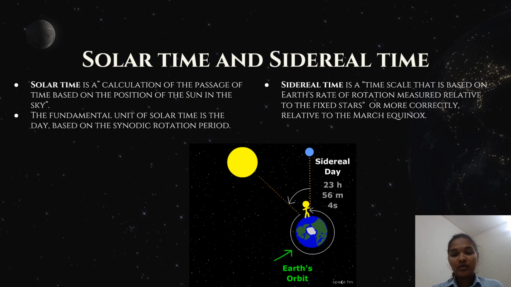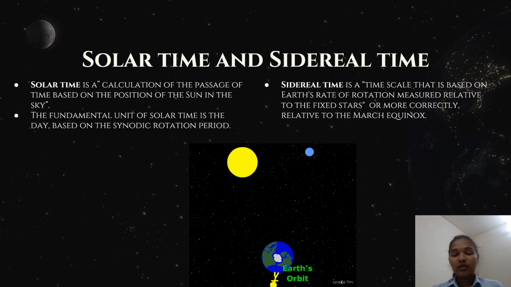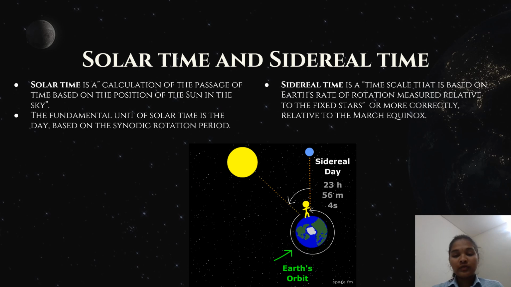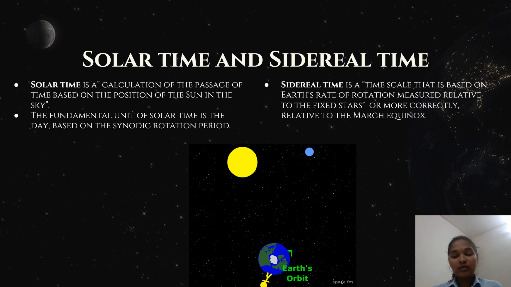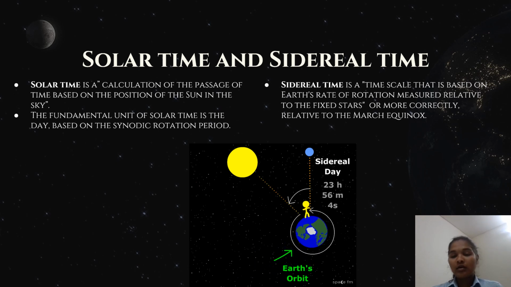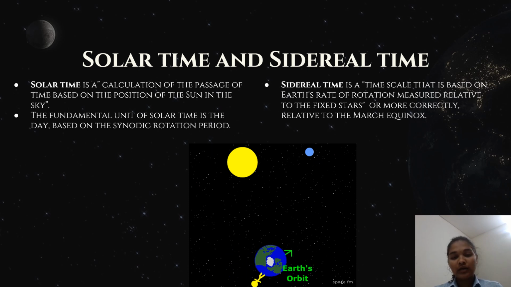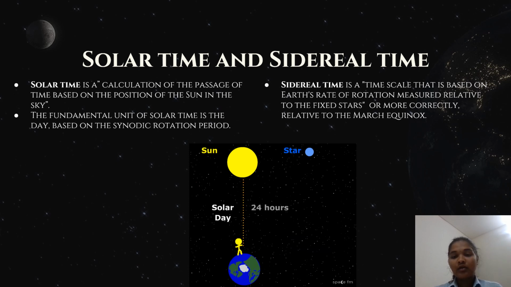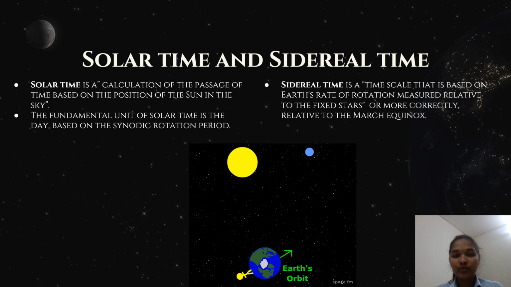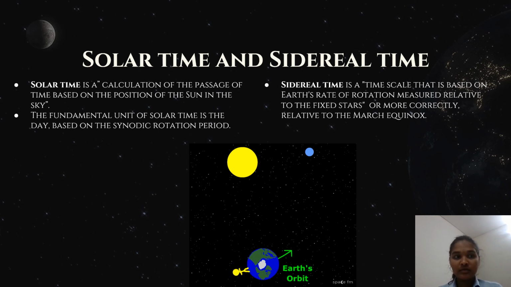So you can see here the motion of the Earth around the sun, which differentiates the sidereal day and solar day by considering time as the most important parameter. For a solar day it needs 24 hours, but for a sidereal day it needs 23 hours 56 minutes and 4 seconds. This time difference makes the difference between both days.